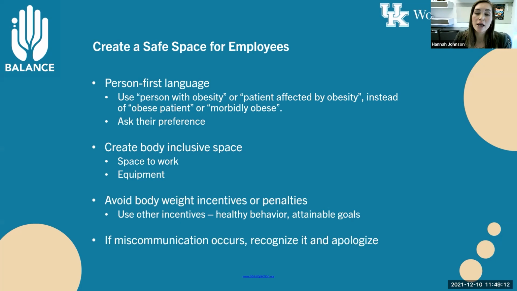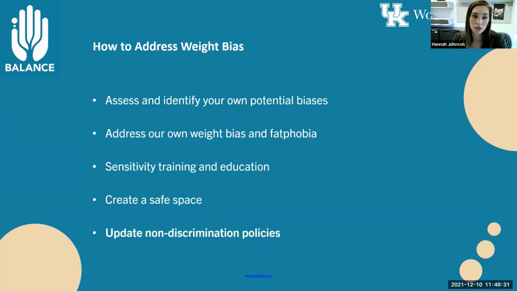Avoid body weight incentives and penalties. As I mentioned, those don't work, and kind of change the weight loss narrative to maybe more of like, okay, how many minutes are you getting out and doing movement that you enjoy or going for a walk without having weight loss as the goal. And if miscommunication occurs, recognize it and apologize. And then ultimately, the goal would be to update our non-discrimination policies to include weight as a protected group or as a quality that could receive penalties if biases or discrimination do occur.